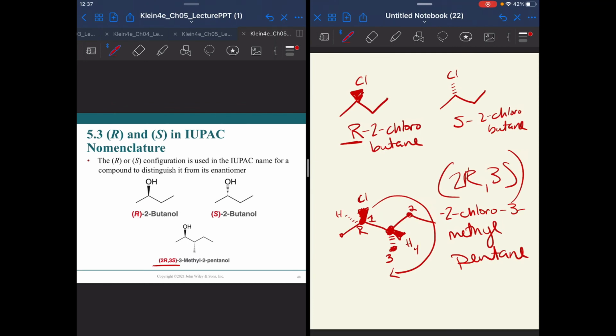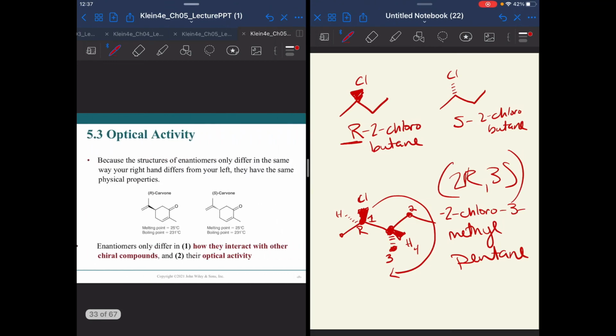That's something that I will be throwing at you all the way up until the final of Organic 2. So it's important that you practice that skill. And then in part 4, we will address optical activity.